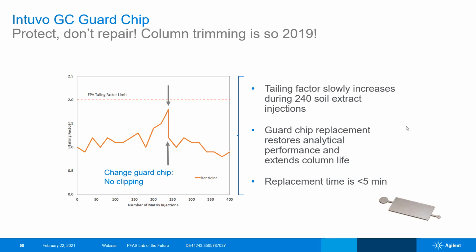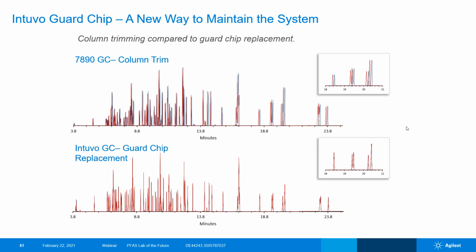So what does this mean to you? It really is protect, don't repair. So, like I like to say here, column trimming is so 2019. Changing out the guard chip takes less than 5 minutes as against trimming and venting and potentially doing other things for the instrument when column trimming.